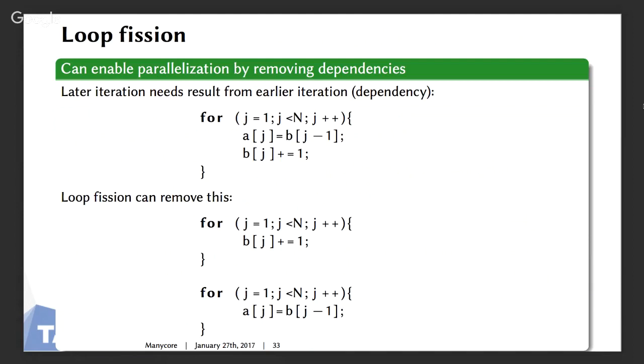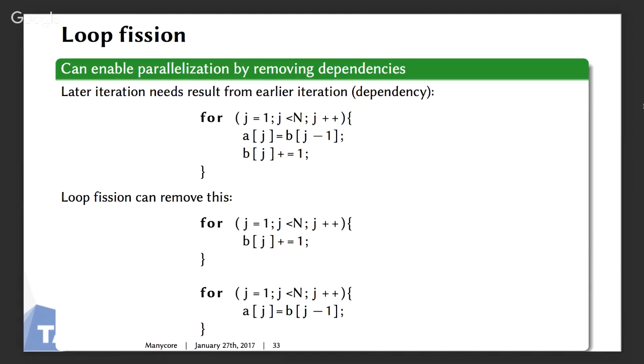So let's look at an example where we can remove a dependency. This particular loop at the top here: a of j equals b of j minus 1, and b of j plus equal to 1, incremented each iteration. Later iterations in this loop need results from an earlier iteration. The next iteration needs a result from the previous iteration, and this is a dependency.